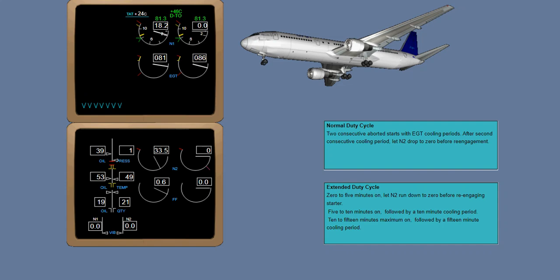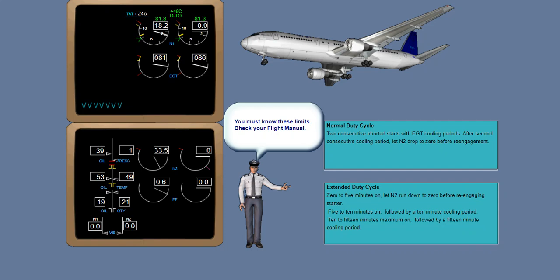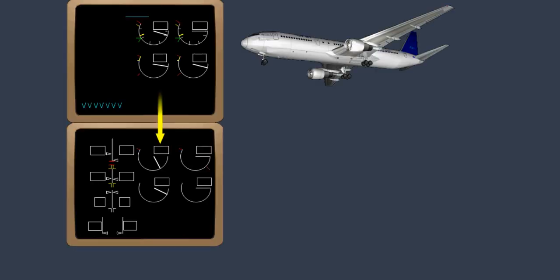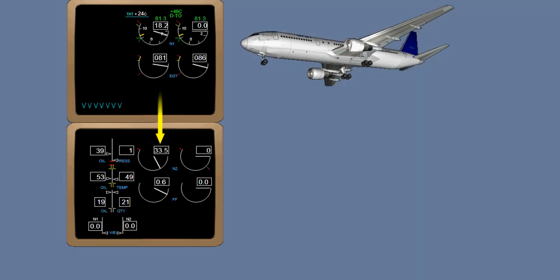Extended duty cycle: 0 to 5 minutes on, let N2 run down to 0 before re-engaging the starter. 5 to 10 minutes on, followed by a 10-minute cooling period. 10 to 15 minutes maximum on, followed by a 15-minute cooling period. Do not re-engage the starter when above 20% N2.